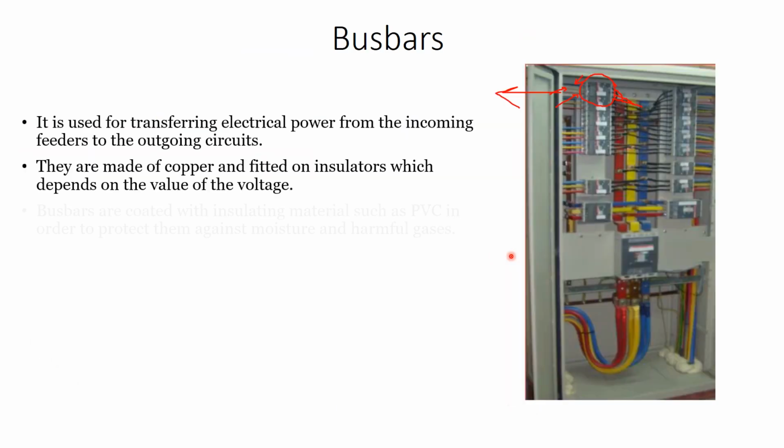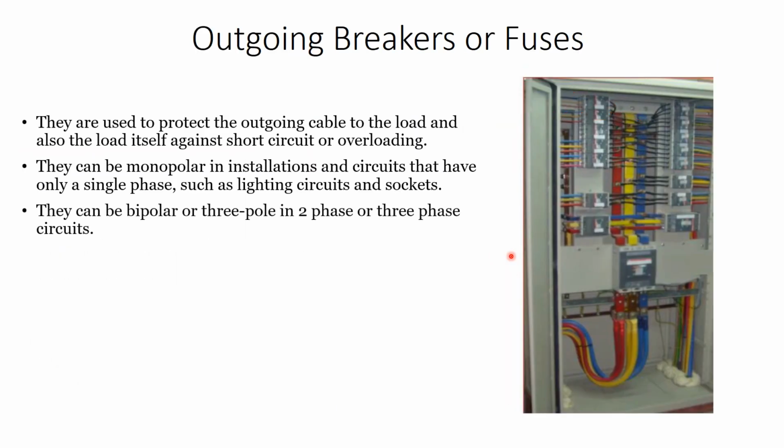It's connected to a single phase circuit, such as lighting circuits and normal sockets. And also they can be bipolar, connected to 2 phases, or 3 pole, connected to 3 phase circuits. For example, the 3 pole can be used with a 3-phase motor, or a 3-phase induction motor.